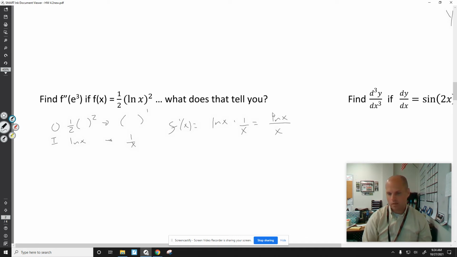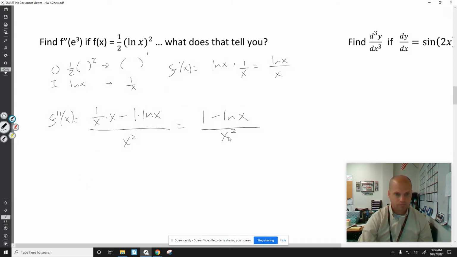I'm going to rewrite that as log x over x because it'll be easier to use the quotient rule here than to use the product rule with a negative first power. Both can be done. If I want to take the derivative of log x over x, we did this. It's the derivative of the top times the bottom minus the derivative of the bottom times the top, all over the bottom squared, which simplifies to be 1 minus log x over x squared. And let's plug in e cubed.